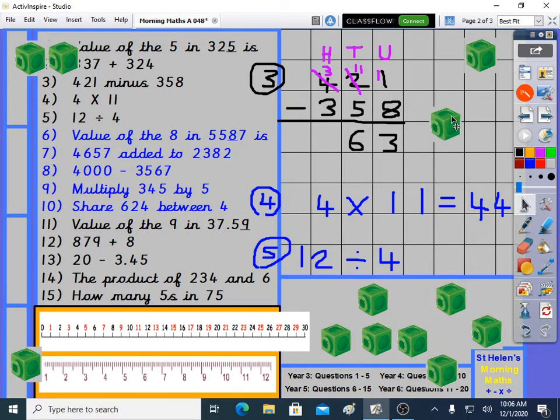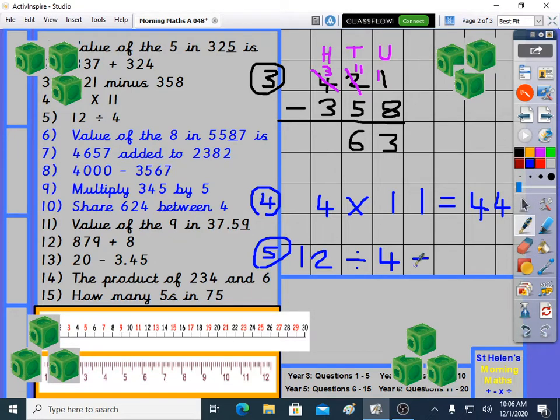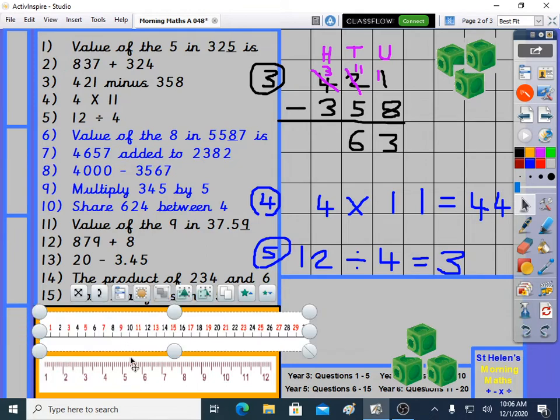So 2 for that one, 2 for that one, 2 for that one, 2 for that one, 3 for that one, 3 for that one. Oops, 3 for that. I'm not sure if I messed that up, but as long as I've got the same number in every group, it's okay. And there's 3 in every group, so I've shared it fairly. That means 12 divided by 4 equals 3. And we've finished the year 3 level. We can move on to year 4 level very soon.